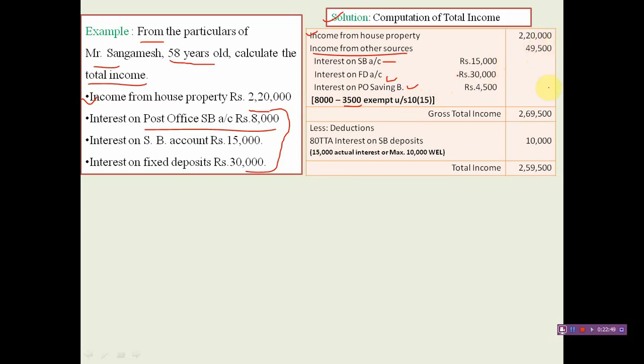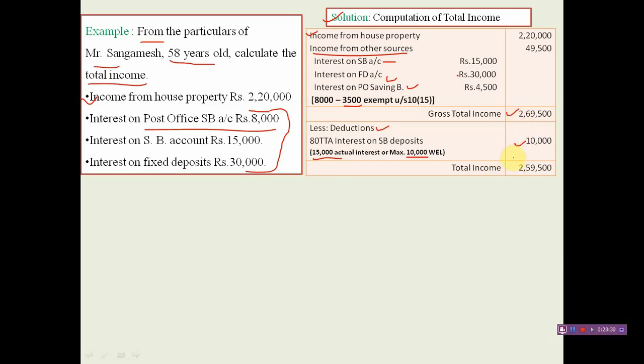So total of these two heads is called as gross total income, that is 2,69,500. From the gross total income we should deduct the deductions allowable. So in this case he is allowable a deduction under section 80TTA for the interest on SB account. So rupees 15,000 interest on SB account, and the maximum amount is 10,000. So whichever is less or minimum is allowed as a deduction, that is rupees 10,000.